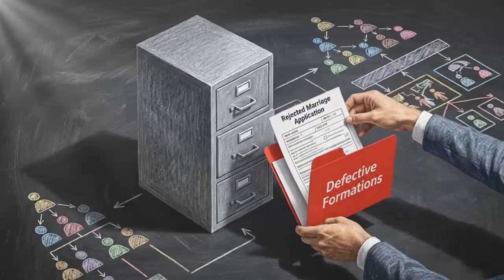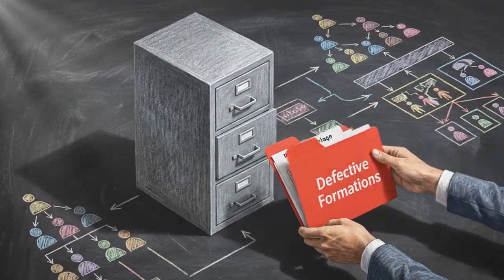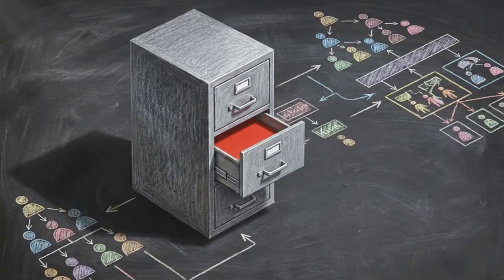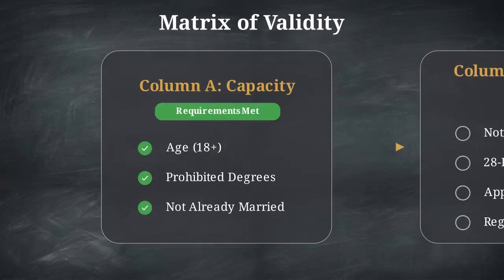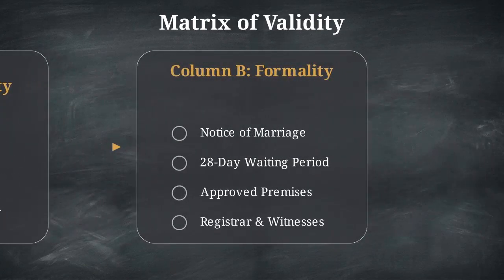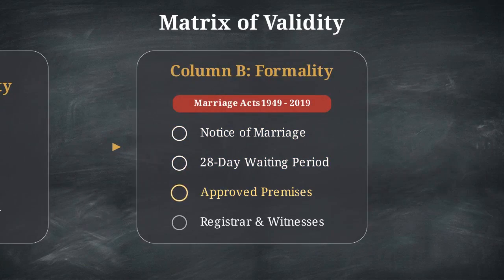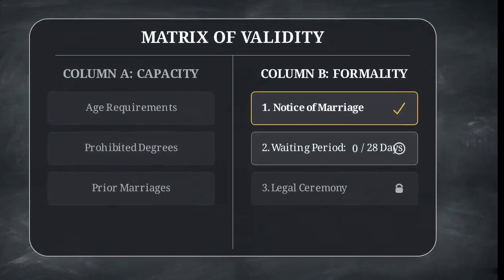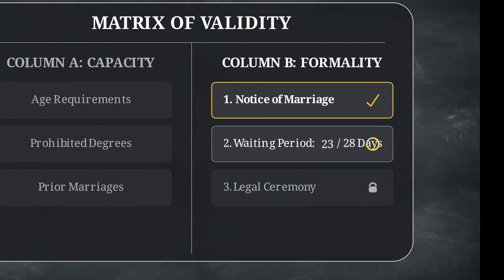Failing even one of these tests renders a union legally defective from its inception, regardless of the parties' intentions or the ceremony itself. If capacity is met, we move to column B, formality. These are the administrative and procedural rules found in the Marriage Acts 1949 through 2019. The process begins with a mandatory preliminary, giving a formal notice of marriage at a district registry office. Once notice is given, the law mandates a 28-day statutory waiting period before the ceremony can take place.